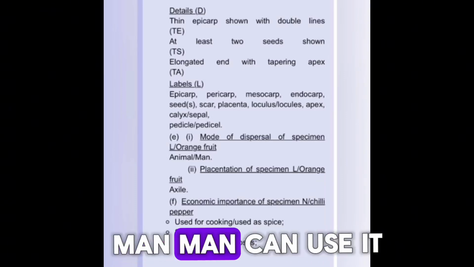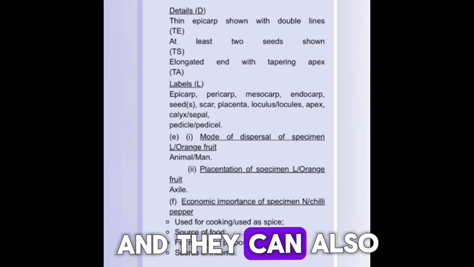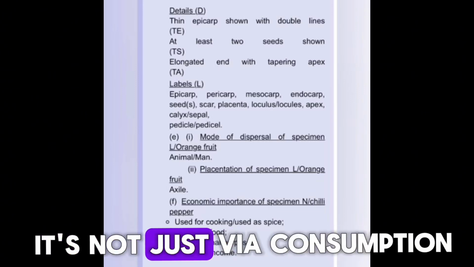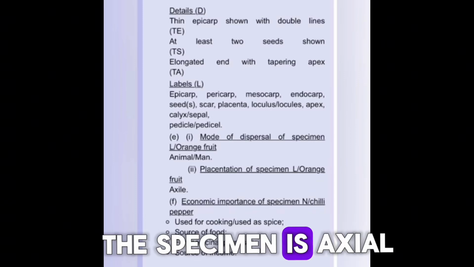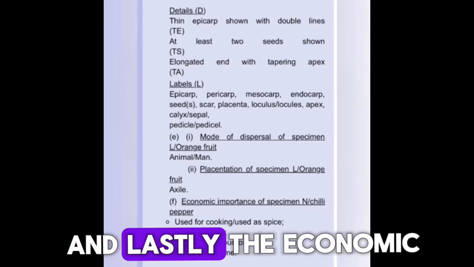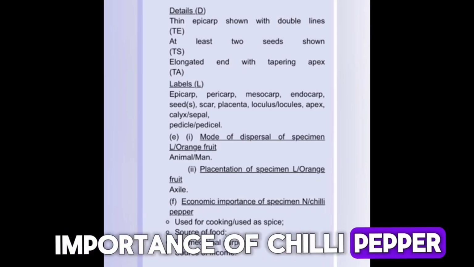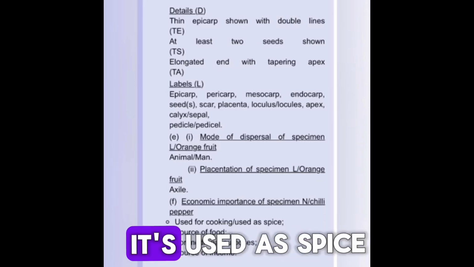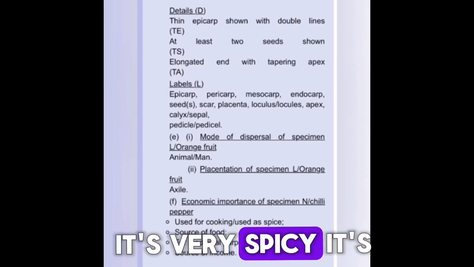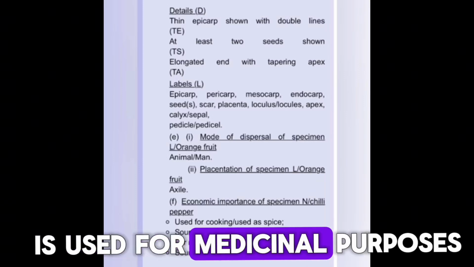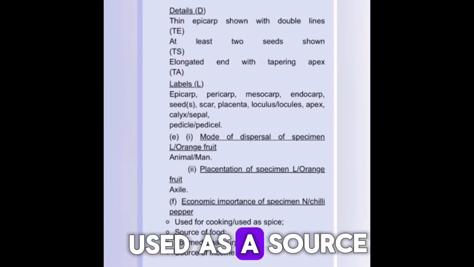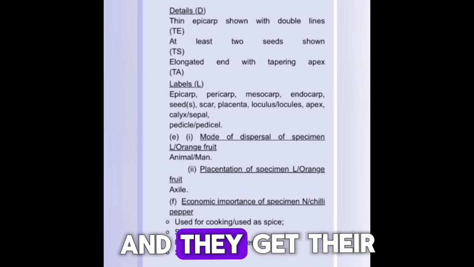Man and animals can also consume it. It's not just via consumption. Now, the placentation of the specimen is axile. And lastly, the economic importance of chili pepper is that it's used for cooking. As we all know, it's used as spice. It's very spicy. It's used as a source of food, and it's used for medicinal purposes. And also, it is used as a source of income, whereby people sell it and get money.